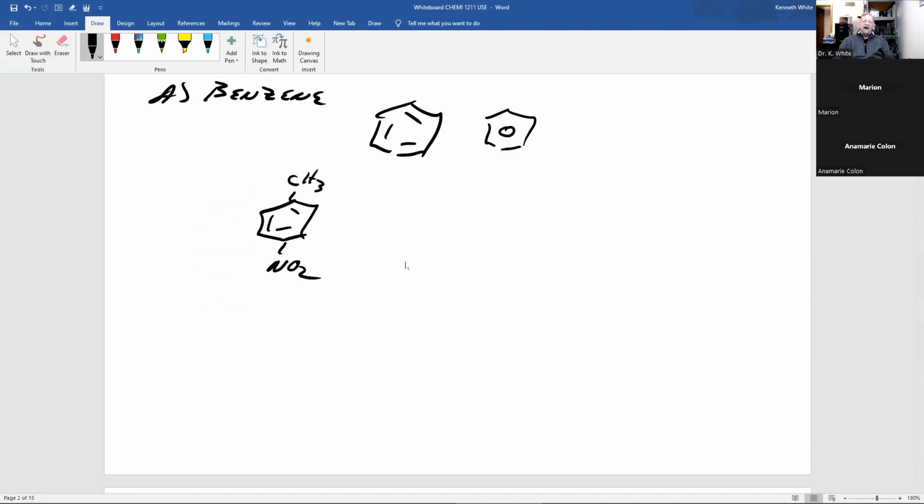And if we look at this molecule, it's disubstituted. Oh, we got a benzene ring, but it's got a methyl group on it, so that's toluene. And we have NO2, that's nitro toluene. And notice the substituents are 1,4. 1,4 would be para. So that would be para-nitrotoluene.